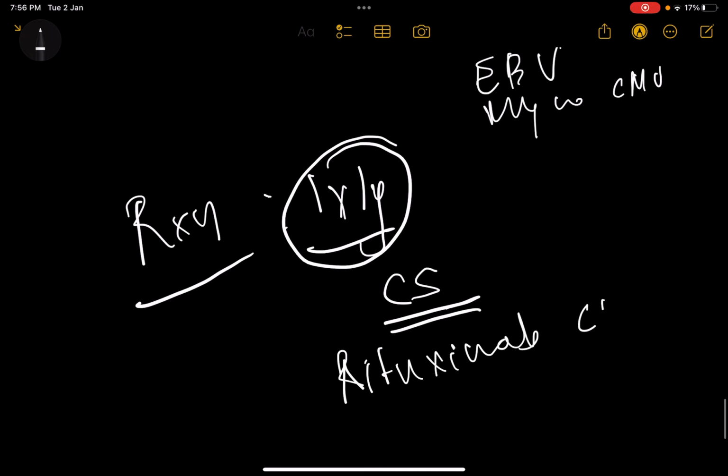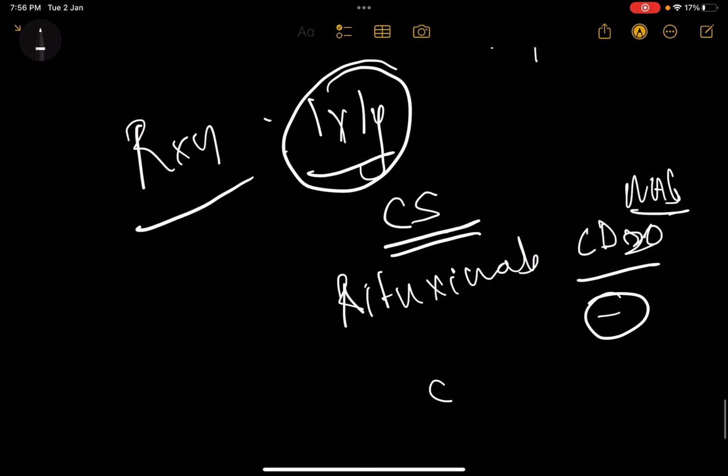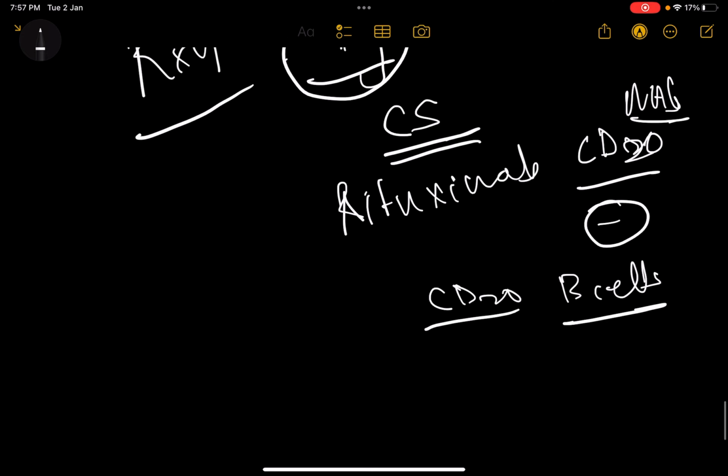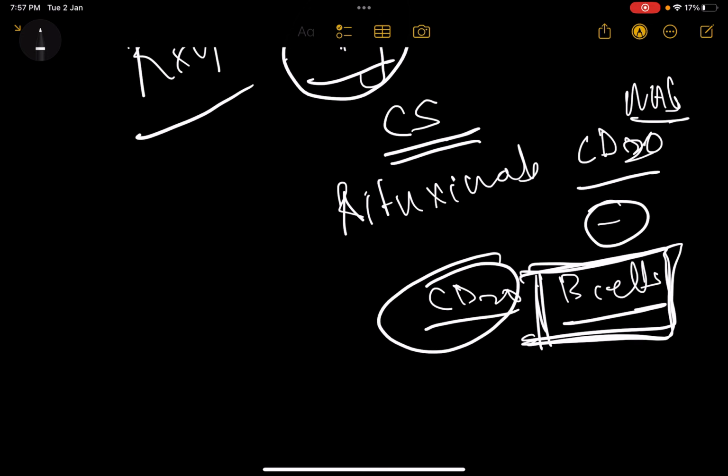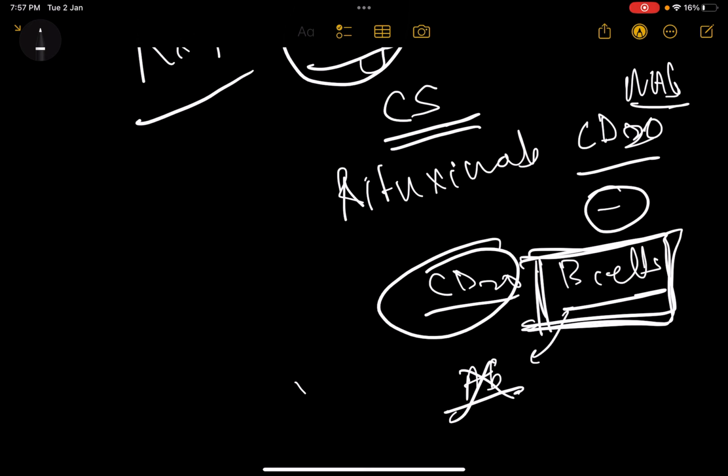Now, why? Because rituximab is a CD20 monoclonal antibody, right? So it binds to CD20 and kind of inactivates them. Now, CD20 is something that you see on B cells, more likely on mature B cells. You know that B cells are going to produce antibodies, right? And now if CD20 is blocked, you cannot produce antibodies. You can't even produce an autoimmune antibody. And that is in its way very helpful.